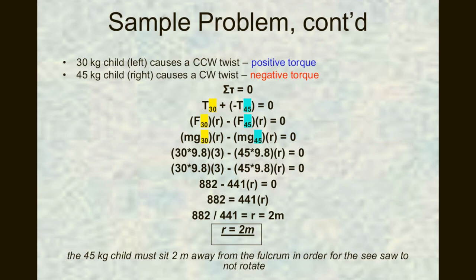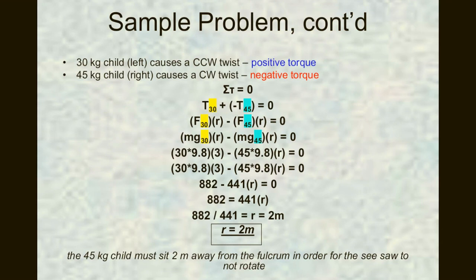We're going to go ahead now. I already did this for you guys on the previous slide, but if you hadn't, then you would have to remember to do mass times acceleration of gravity, or just simply mass times gravity. So the mass was 30, the gravity is 9.8, and the distance for the child from the fulcrum on the left was 3 meters. So we get all those replaced: 30 for the mass, the 9.8 for the gravity, and the R is replaced by 3. So that takes care of the 30 kg child's torque.